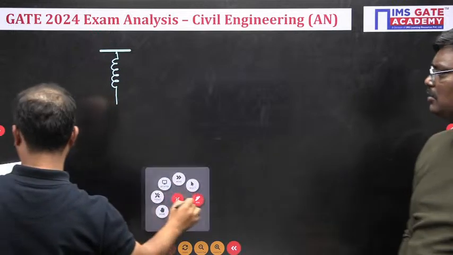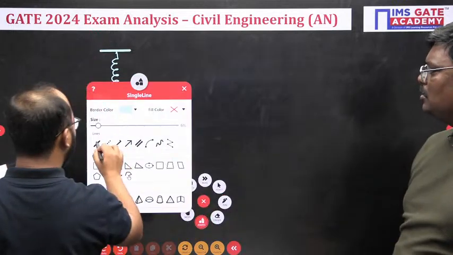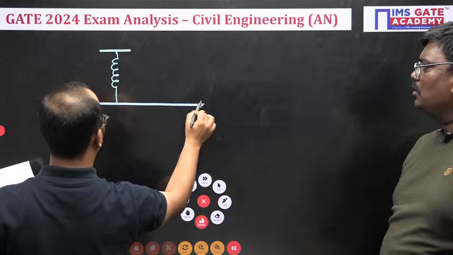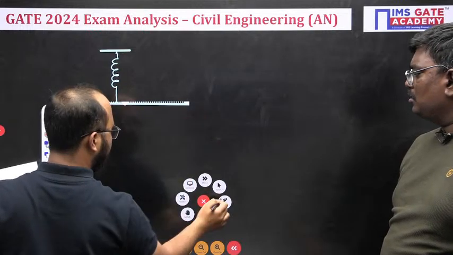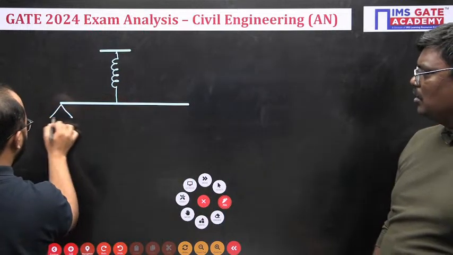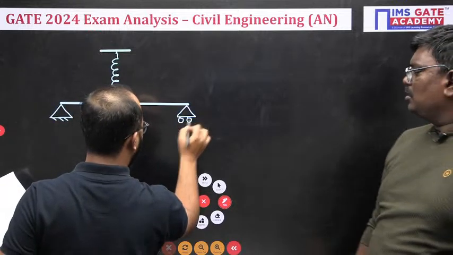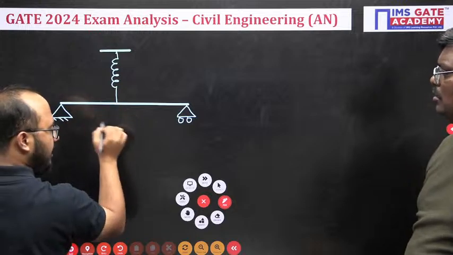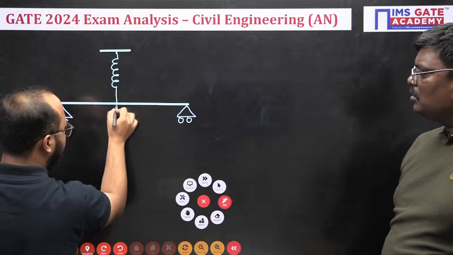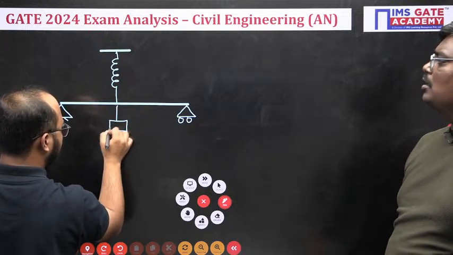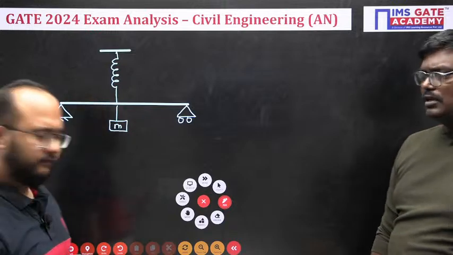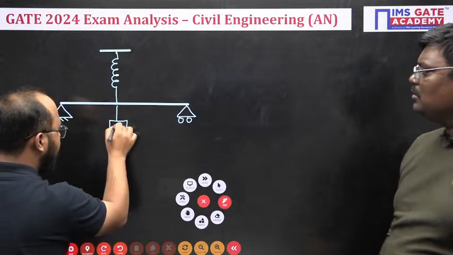There was a spring connected, and a simply supported beam is also connected here. This is a simply supported beam. Let's suppose this is our hinge support, and here we have a roller support. They are saying that at the center of this simply supported beam, some mass has been suspended like this. They are asking the natural frequency.